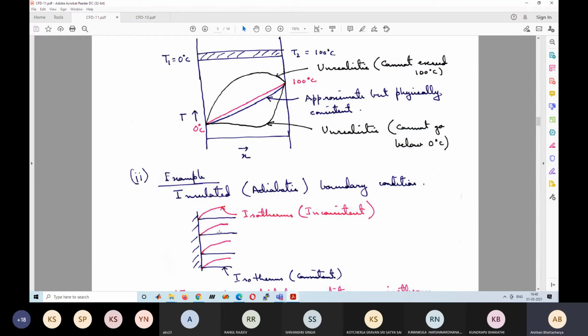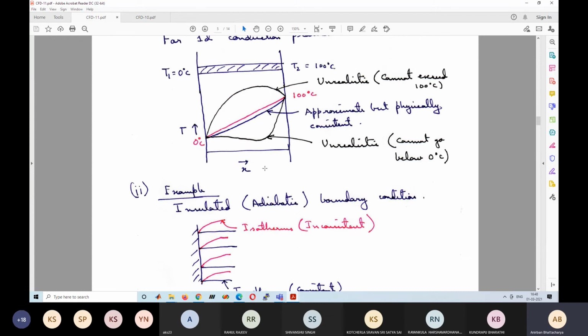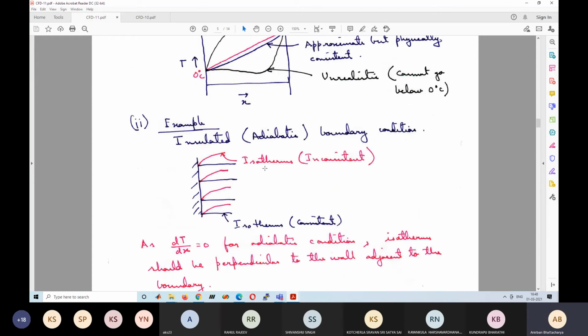Okay. It is physically inconsistent because dT/dx is not 0 in this case in the solution. So I have written this also as dT/dx equal to 0 for adiabatic condition, isotherm should be perpendicular to the wall adjacent to the boundary. Okay. So there can be other examples also of physically inconsistent problems. So any physical inconsistency you can think of should be avoided.